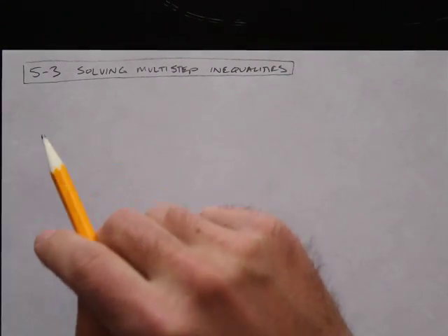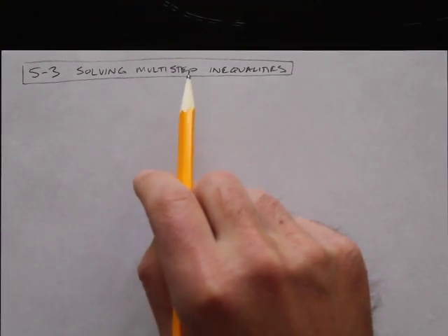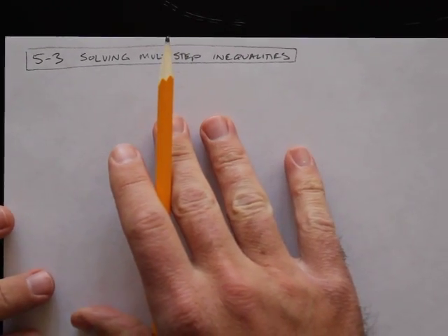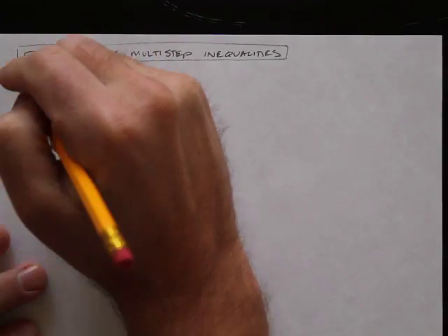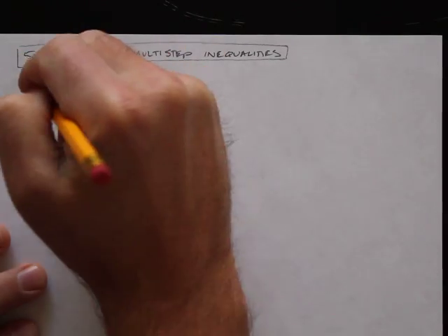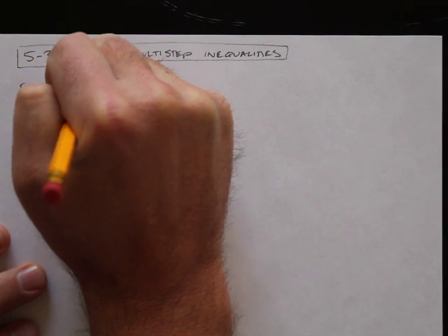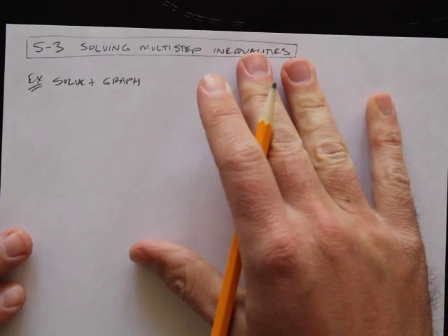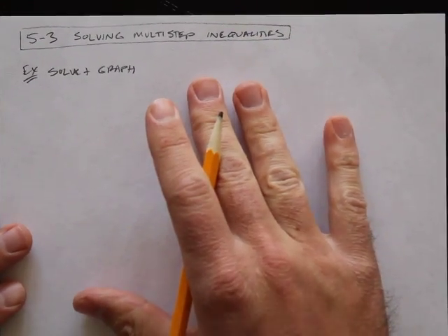Algebra 1, 5-3, solving multi-step inequalities, like how I wrote the title out before we started. You're welcome. Example: solve and graph. So this is just the next step in our progression from the last couple lessons.